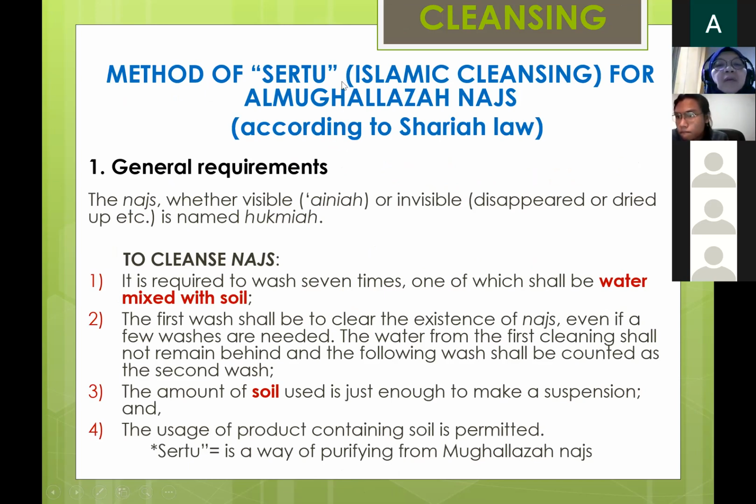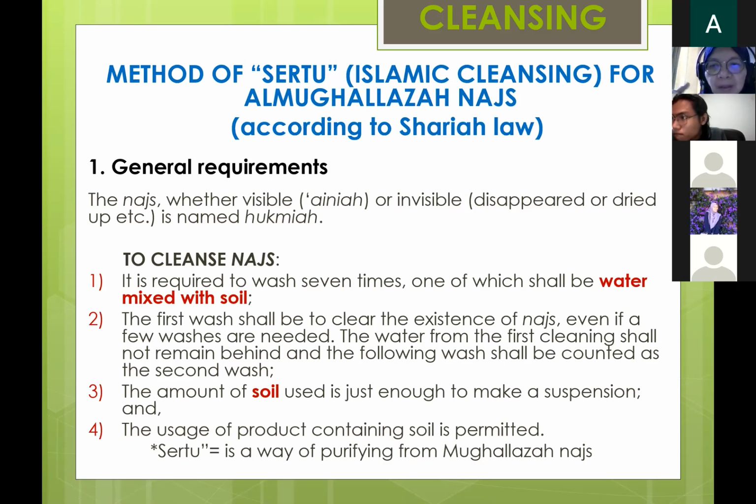Some say it's Islamic cleansing according to Sharia law. Doesn't matter whatever it is called. Maybe you can use the word sertu here. I'm not sure if it is an Arabic word or not. I think it's a Malay word. Yeah, sertu. And actually, there is another word that they call samak. Have you heard about samak? Some people confuse between sertu and samak. So the right term to use is sertu.